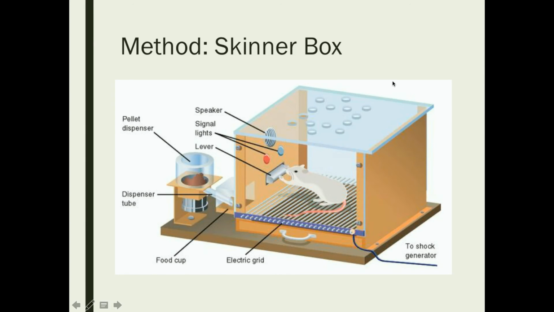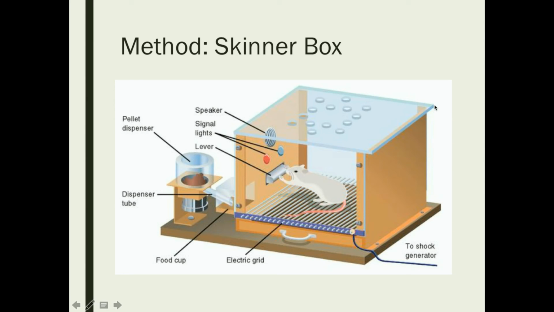How did Skinner investigate this? He used the Skinner box. The Skinner box consists of a lever, an electric grid, and a food pellet system. So what would happen was, the rat would be placed into the box, it would press the lever by accident the first few times, and that pressing the lever would produce a food pellet. The rat would eat the pellet, receive the pleasure, and repeat.